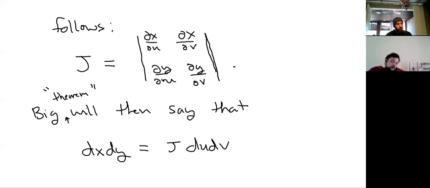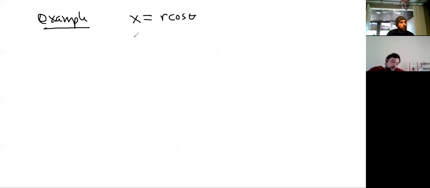So again, if you want to know the technical details of this, there's plenty of places to learn it, but Calc 3, in my opinion, is not one of them. I want you to be able to use this. So let's just check that this makes sense with what we already know. So example, let x equal r cos theta, y equal r sine theta.